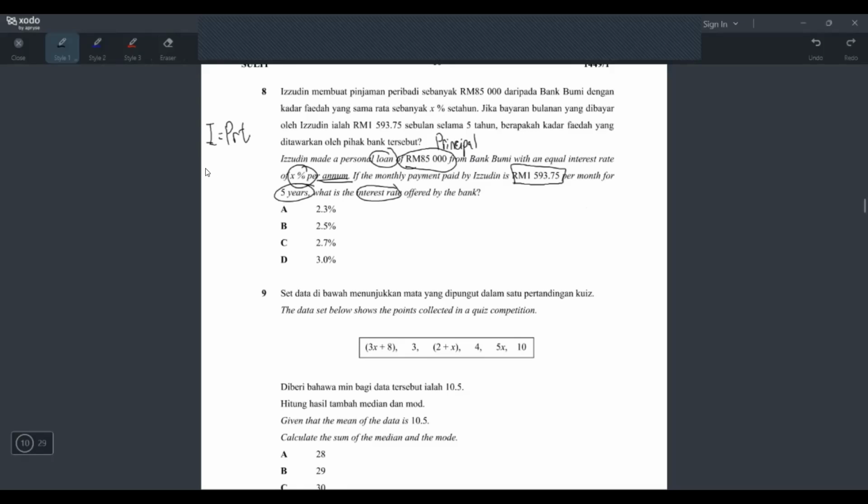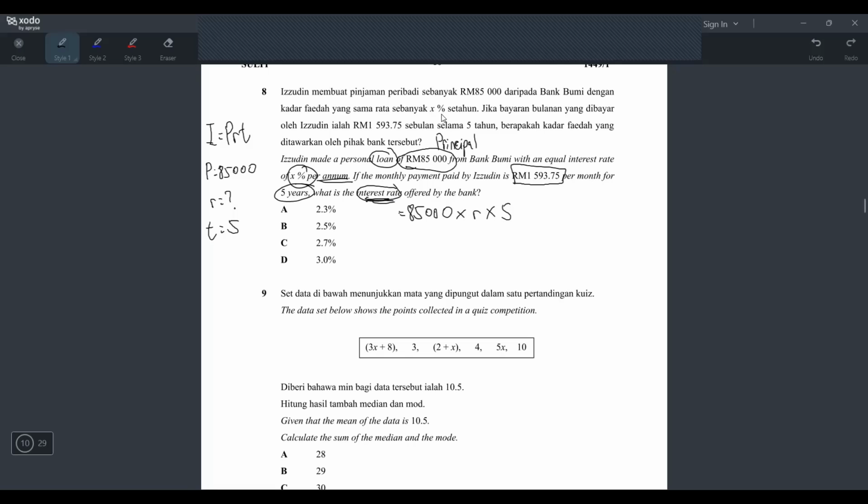Okay, what is the P? 85,000. What is the R? The rate? Don't know. The interest rate is the final answer, so we don't have the R. But what is the T? How many years? If the monthly payment is paid per month for 5 years, the T is definitely 5. So now we just put all this information in here. P is 85,000, times the rate. But the rate I don't know, right? The rate I want to find. So I'll just write R here, times the time in years, which is 5. But the problem is I don't have R.